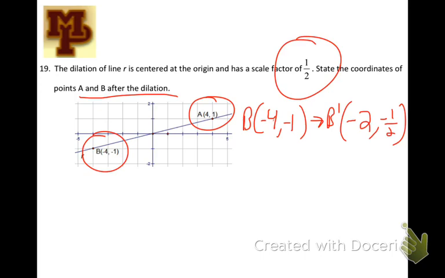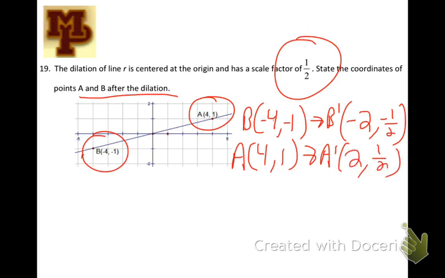And then for the A, right now it's (4, 1), and that would be A prime if we multiply by the scale factor. So that would be 2 and then 1/2. So these are the new coordinates after the dilation.